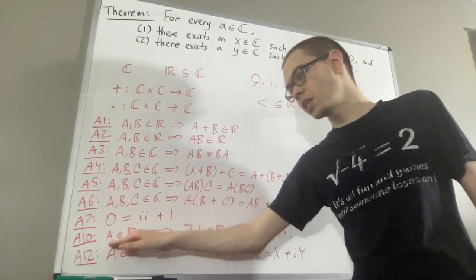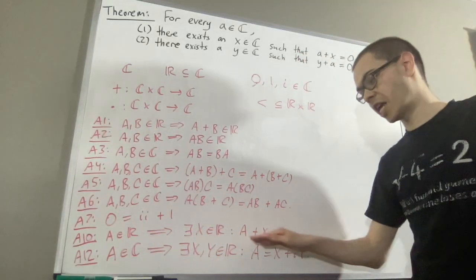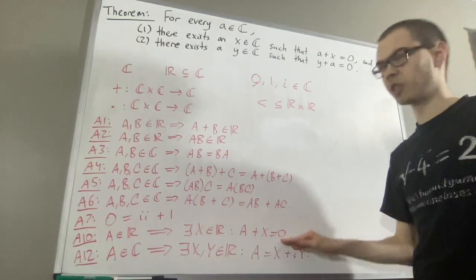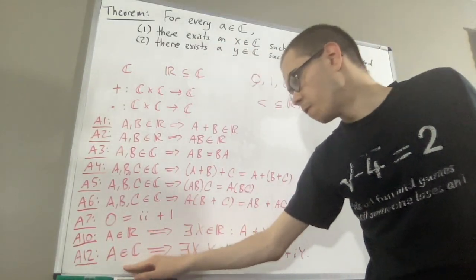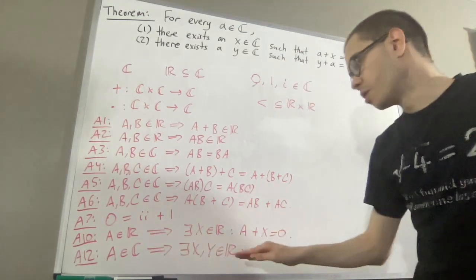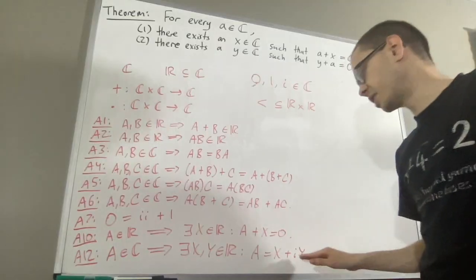Axiom 10 tells us for every real number a, there exists a real number x such that a plus x is equal to 0. Right, so it looks kind of similar to what we're proving. Axiom 12 tells us for every complex number a, there exists a pair of real numbers x and y such that a is equal to x plus iy.